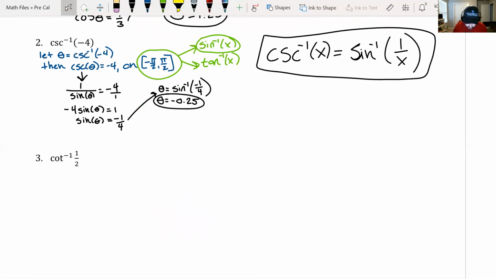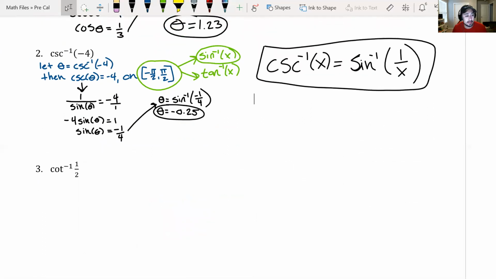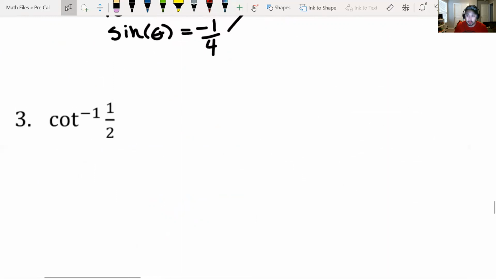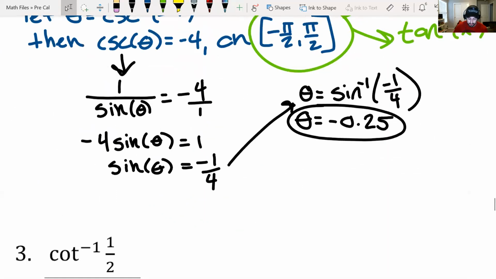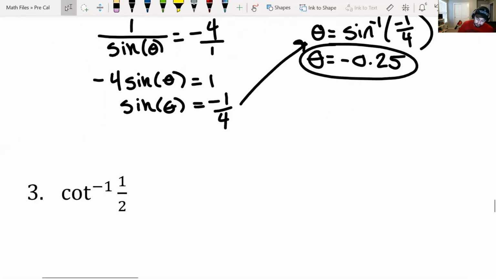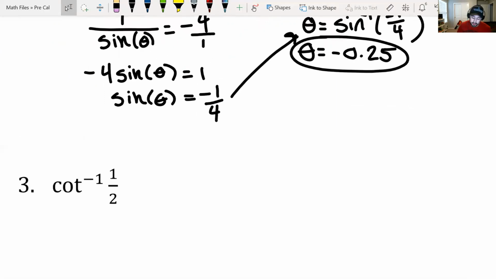All right, now here comes the tricky stuff. I'm going to show you 2 ways to do this. This is the many ways, right? We're still going to handle this like we did everything above. So, the inverse cotangent of 1/2. Again, there is no inverse cotangent button on your calculator unless you have a fancy one. So we go through the same steps.